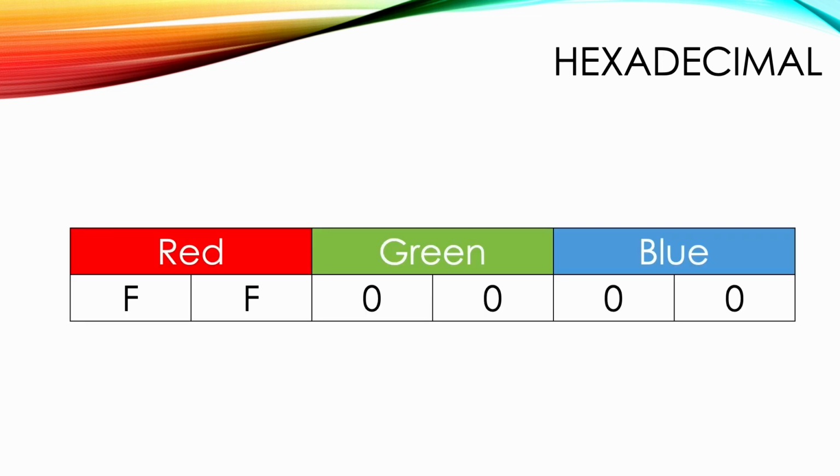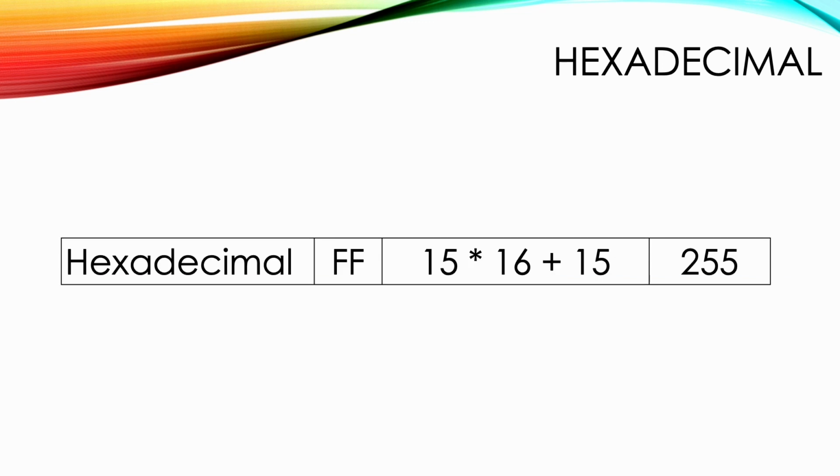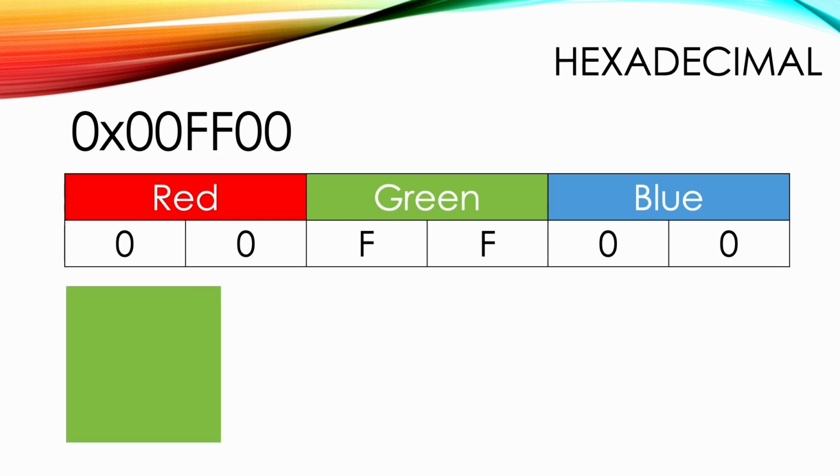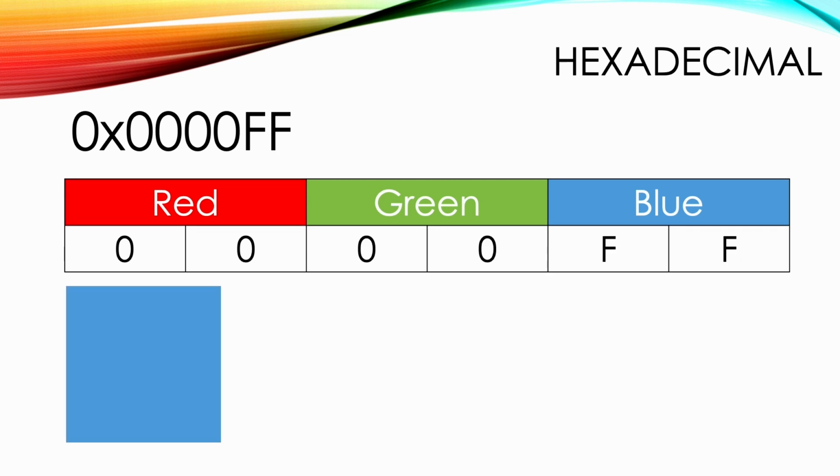The first two digits in the value give the red component, the second two the green, and the last two the blue. A value of FF is actually 15 times 16 plus 15 equals 255. 0xFF0000 means maximum red and minimum green and blue. 0x00FF00 would result in maximum green and minimum red and blue, and 0x0000FF would be maximum blue and minimum red and green.